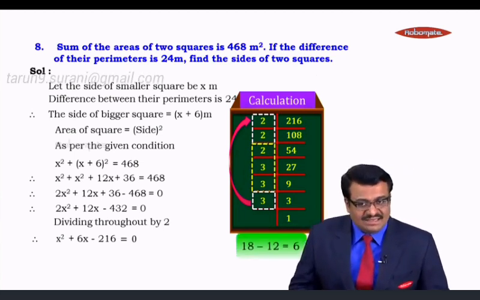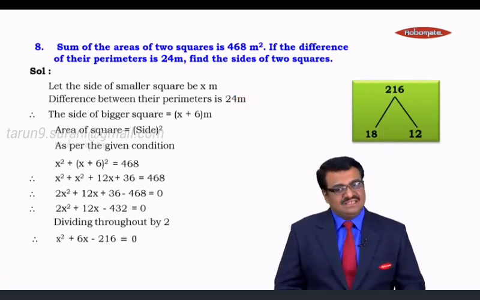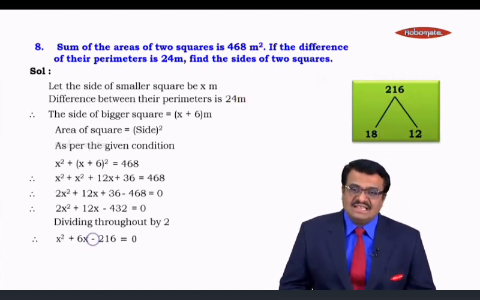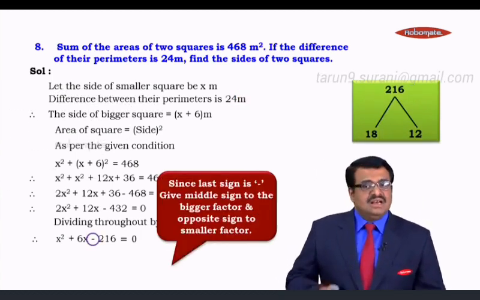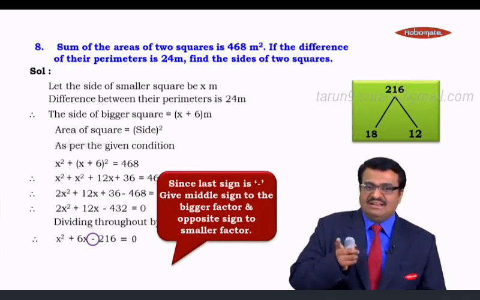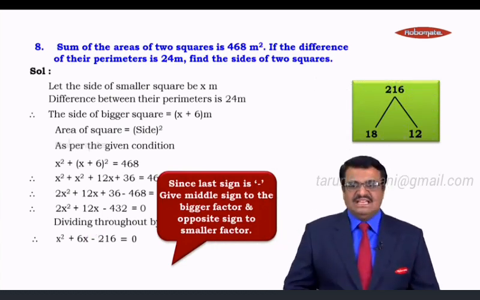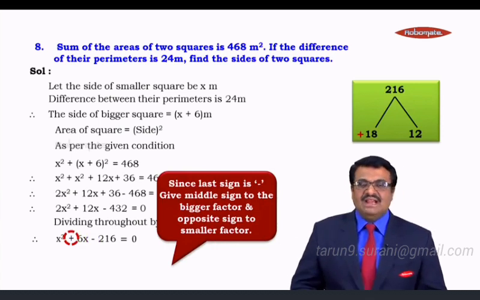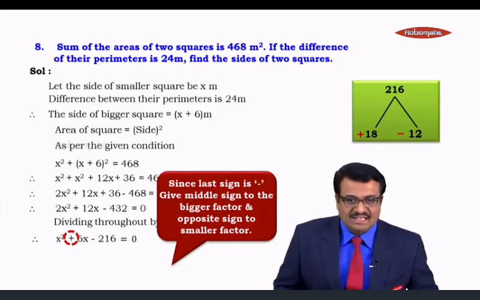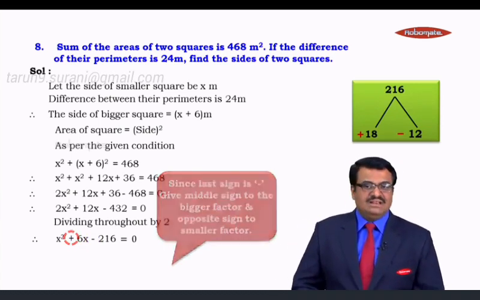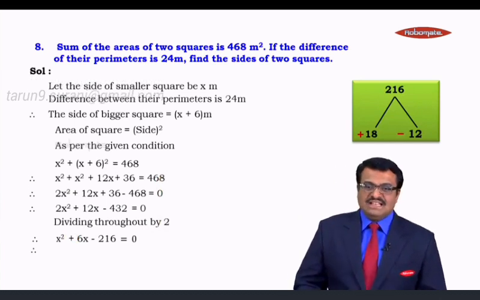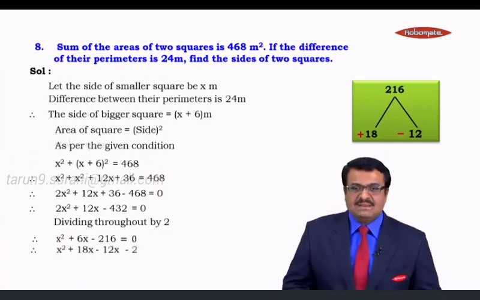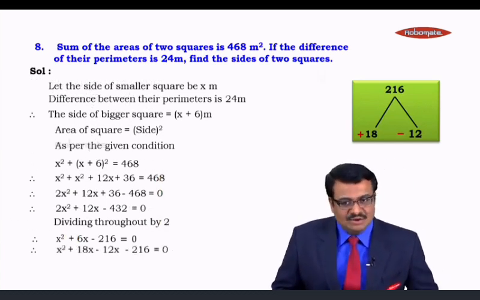So what are the factors? 18 and 12 are the factors. Signs have to be given. Since the last sign is minus, the middle sign is given to the bigger factor and the opposite to the smaller factor. Middle sign is plus, going to the bigger factor 18, and the opposite sign to the smaller factor, that is minus 12. So let us split the middle term and write it. So what we get is x square plus 18x minus 12x minus 216 is equal to 0.